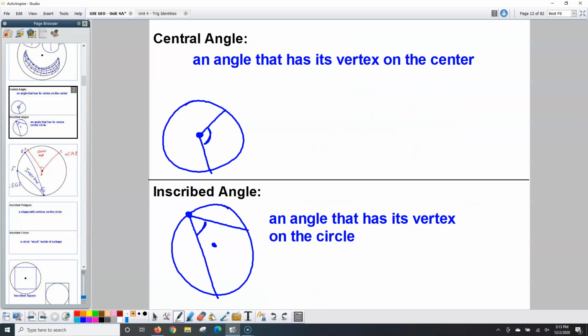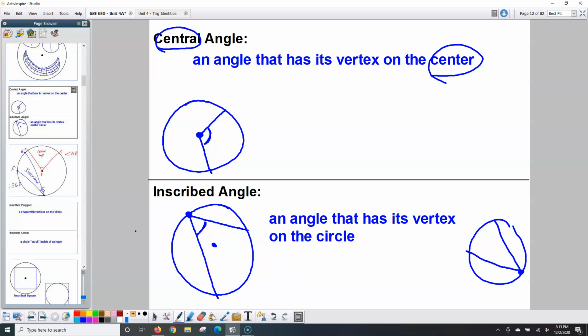Central angle is an angle that has its vertex at the center of the circle. I gave you a little picture there. Center of the circle, central angle. Inscribed angle, an angle that has its vertex on the circle. So notice the vertex right here is on the circle. I could draw another one for you. Circle. There's the vertex. There's your angle.